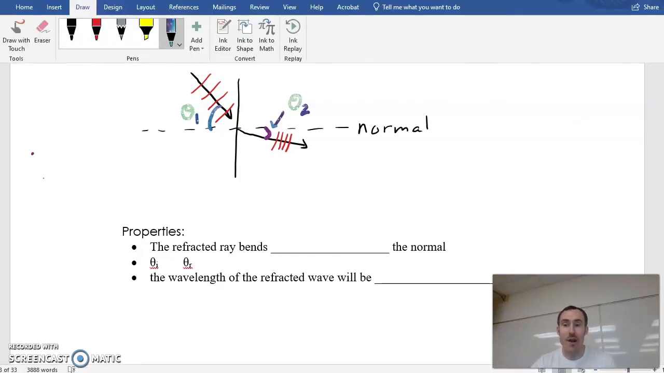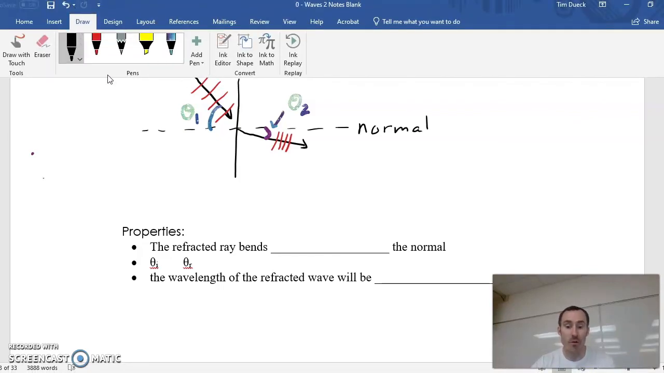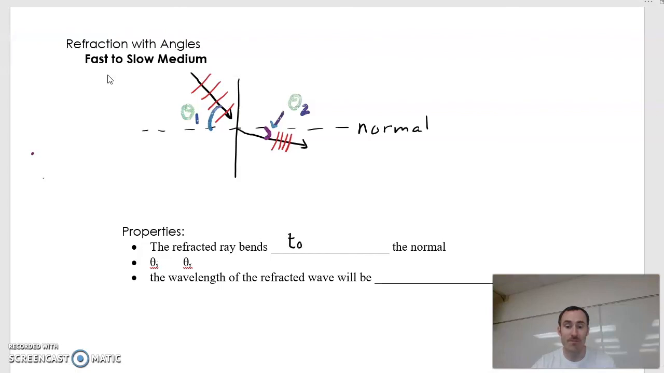So the refracted ray bends toward the normal when it's slowing down, and the angle of incidence, that means, is going to be bigger than the angle of refraction. So we're going to put a greater than symbol in there. And then the wavelength of the refracted wave will be smaller. Or shorter, depends how you like talking about wavelength. Okay, and so what's important here is that everything decreases.